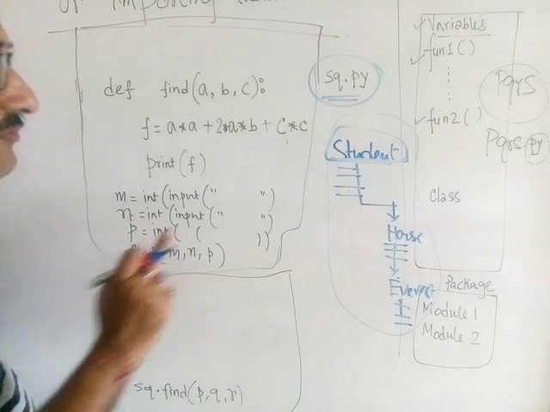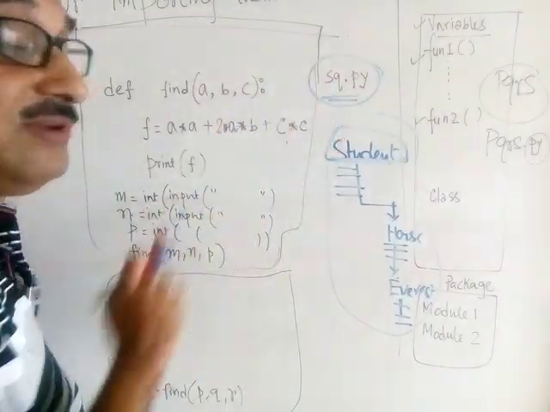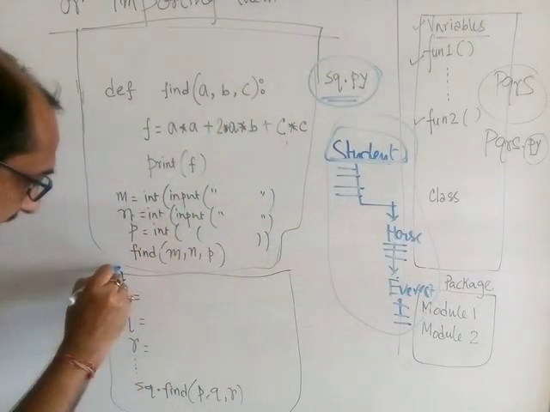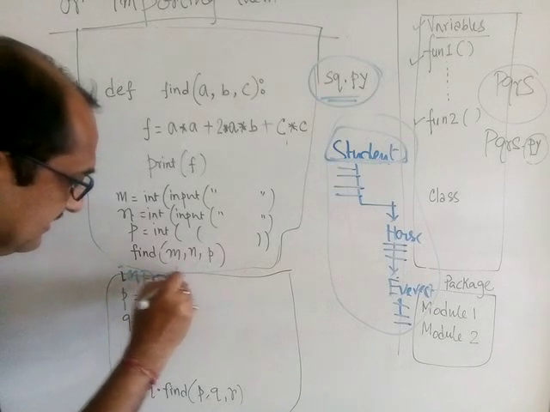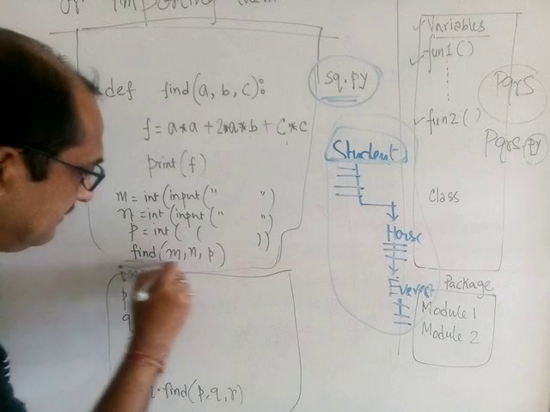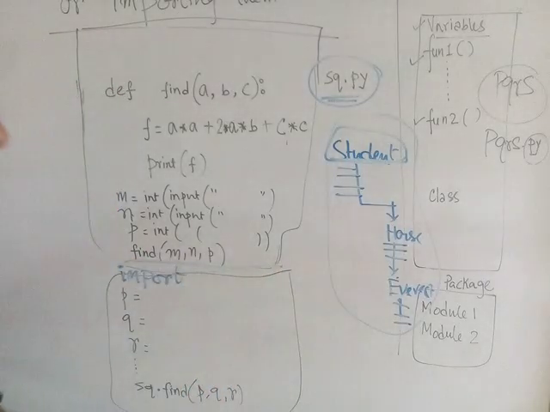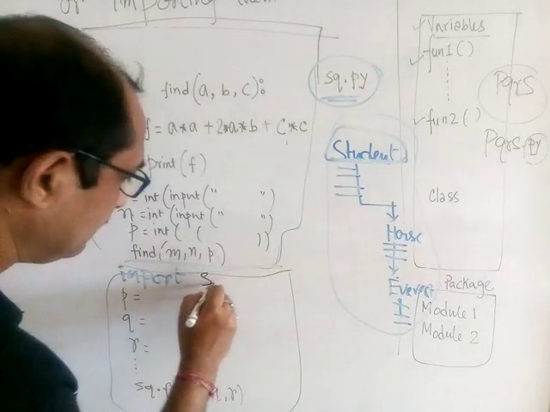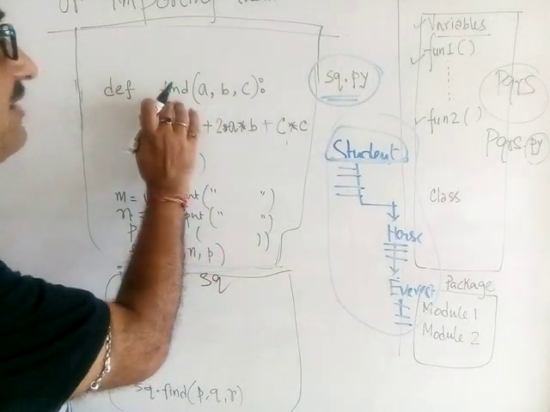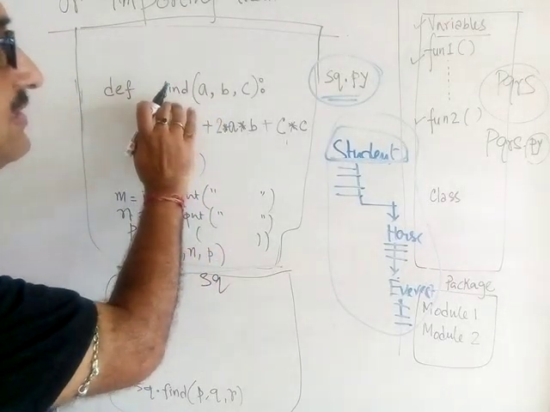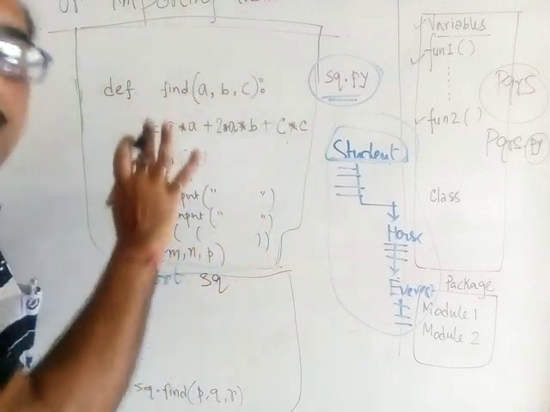So what I need to do, first of all, is refer to this module name. I need to write here import. Look at this carefully. I just have to write import sq. If I write import sq, what will happen? I will have access to everything in this module.